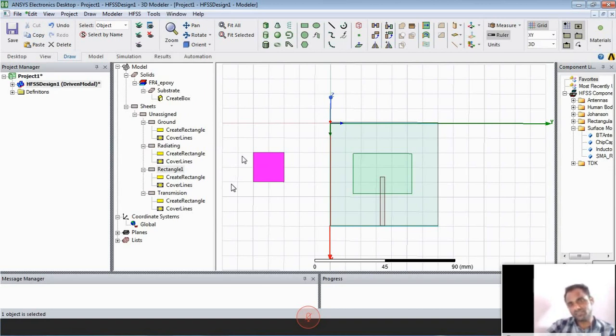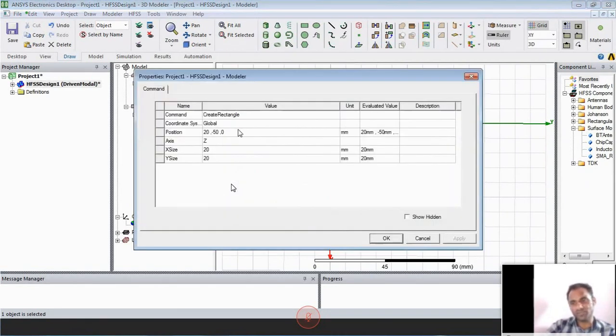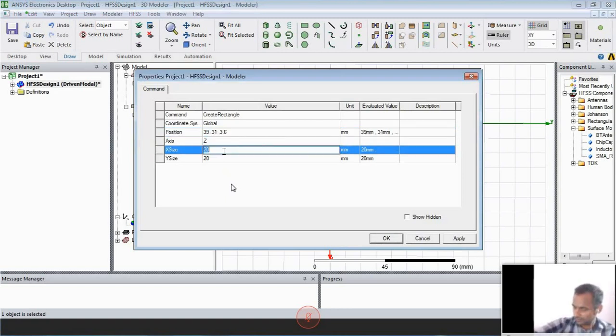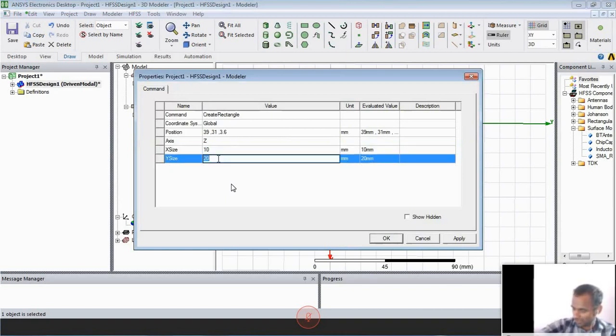If we get a capacitive value, our transmission line will work at a perfect impedance characteristic. So this is also one of the impedance matching characteristics. So here I am inserting that feed based upon the calculation. We got the axis position as 39, 31, 3.6. Then X is 10 and Y is 6.